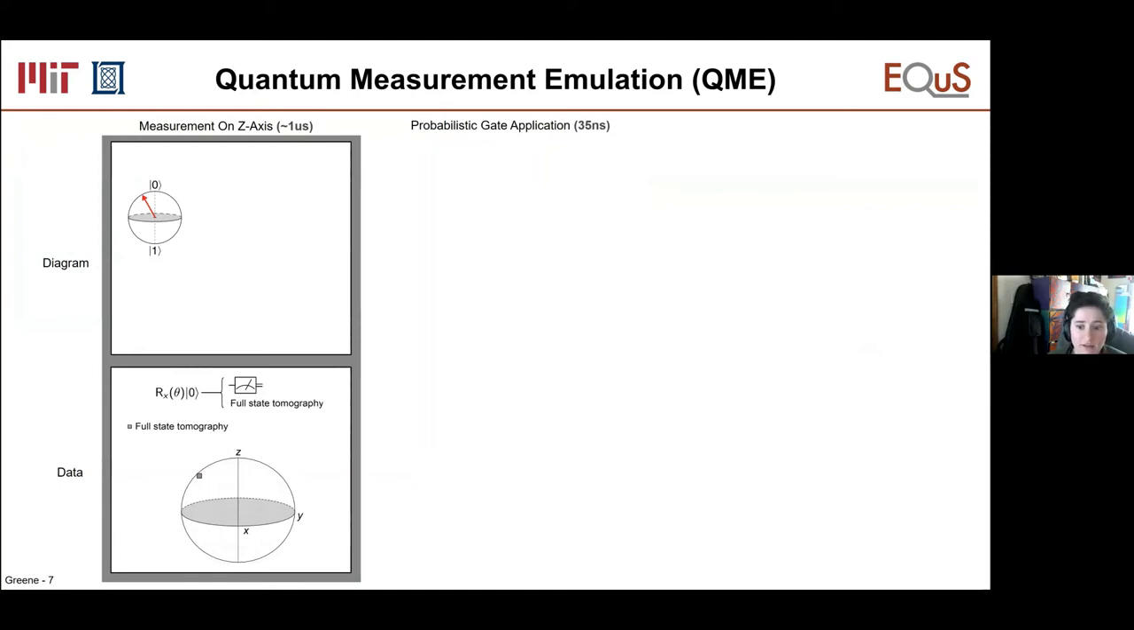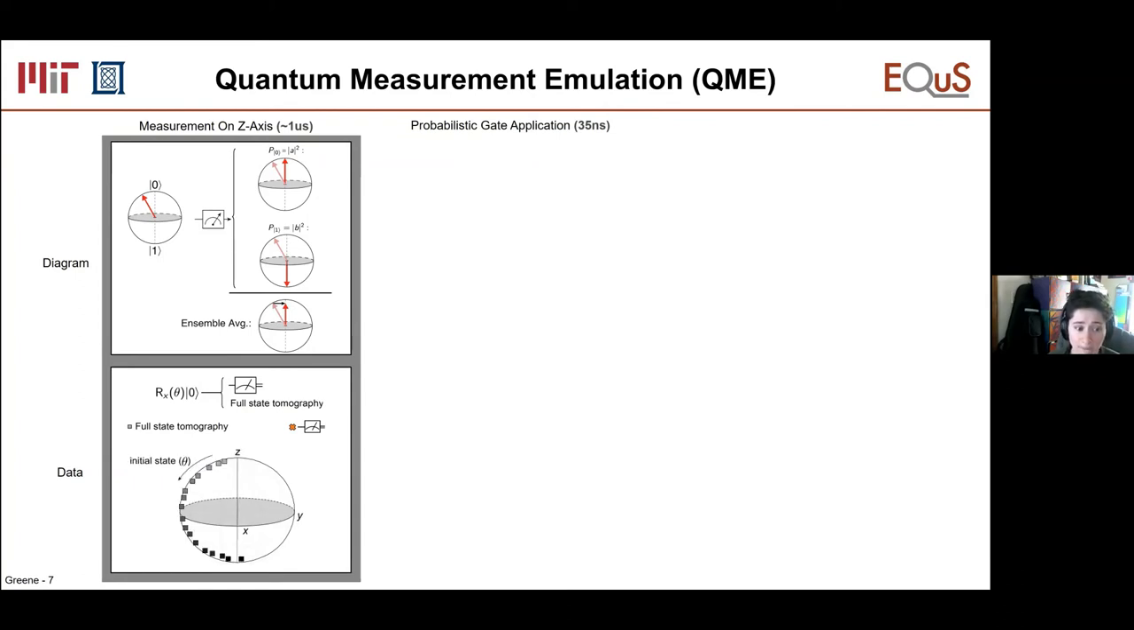And I'd like you to consider as an example a Z-axis measurement. I'm showing you a diagram on the top, and I'm going to be showing you state tomography data on the bottom. With some probability, you'll measure zero, and some probability, one. And the net effect on the ensemble is to project the qubit state onto the Z-axis. And I'm going to show you this again with a range of initial states on the bottom.